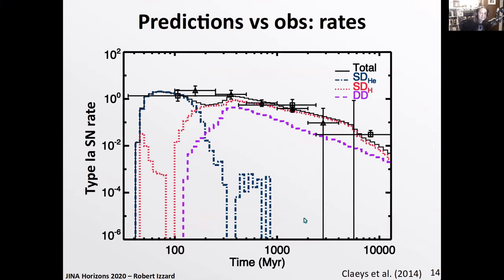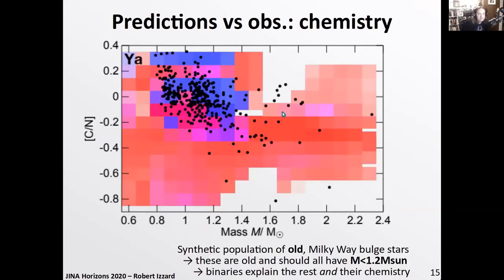We can predict things like type 1a supernova rates. This is from Jokic Klaas's work some years ago, but we do the same thing now. So you can make those predictions. You can also compare to observations, which is something absolutely essential. I've been doing this a bit more recently for old galactic bulge stars. So here I'm showing a carbon to nitrogen ratio as a function of stellar mass in the bulge. So these should all be very old stars. They should all be around 1 solar mass. And you see they are roughly around 1 solar mass.